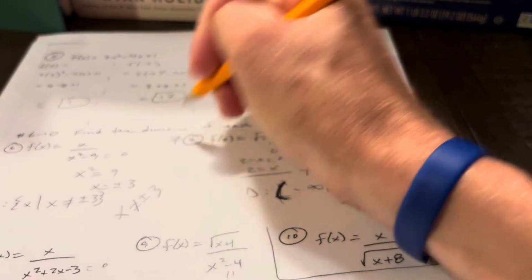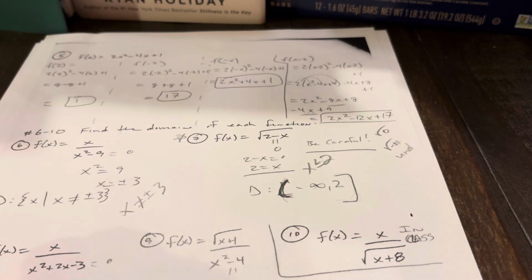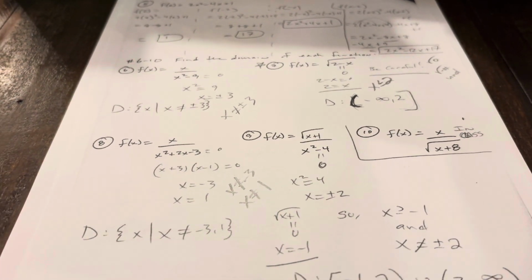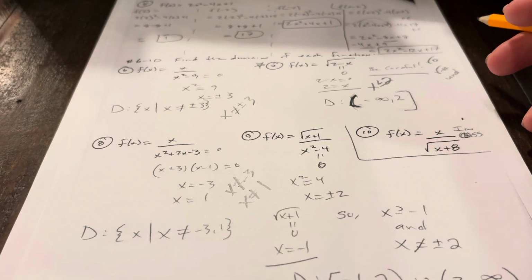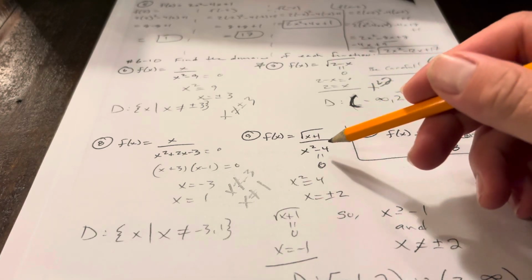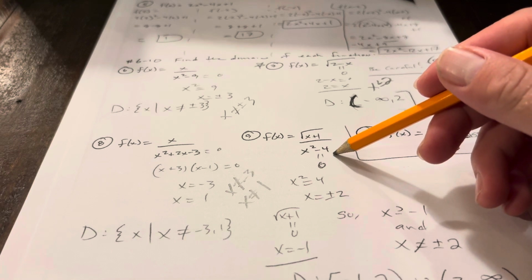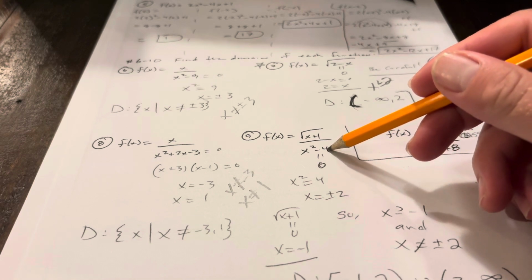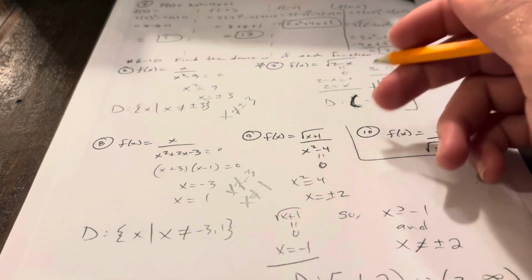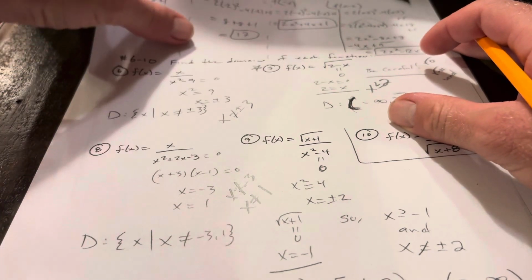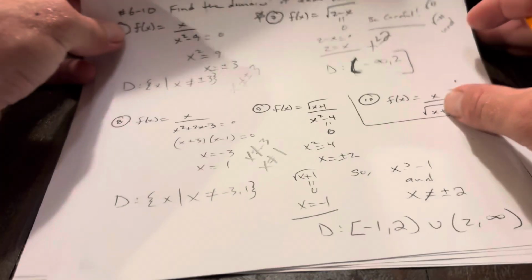All right, I want to practice a few more of those. This section's going to have a few that are a little interesting for us, like number 9. First up, you can't divide by 0, so you set the denominator equal to 0. We know that x squared minus 4 equals 0.